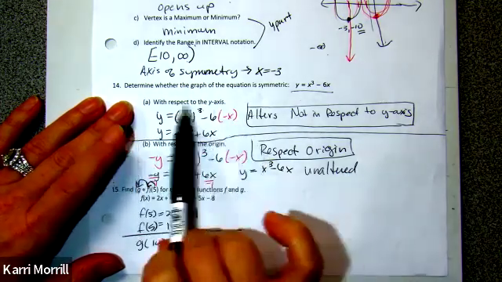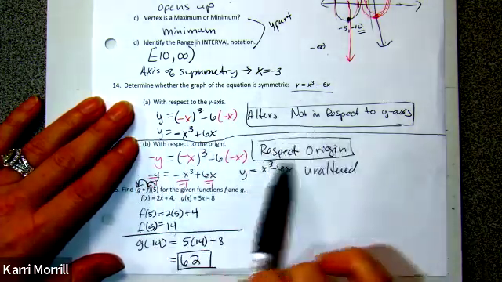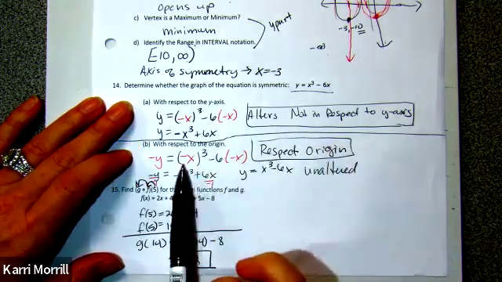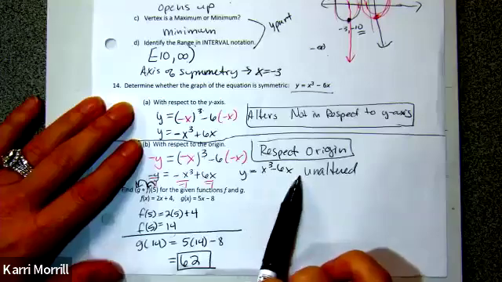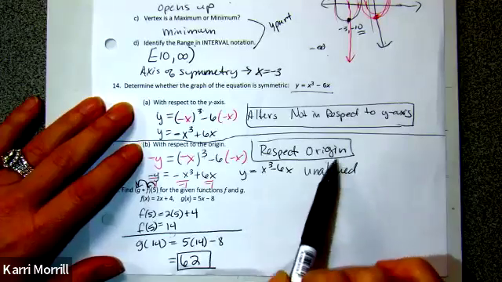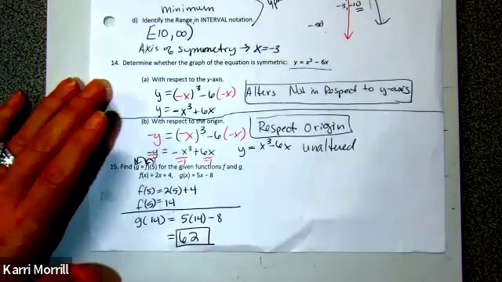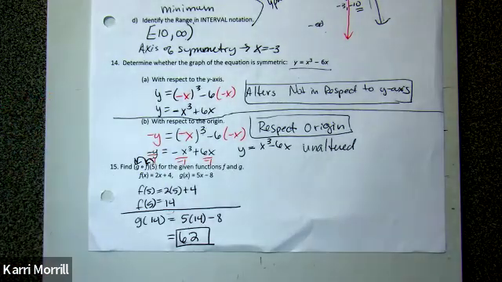So remember, we're testing to see if it alters the equation or not. If it alters, then it's not symmetric with respect to it. If it goes back to exactly how it was after you simplified, that means it's unaltered, so it would be symmetric with respect to that. And then the last thing we did was going over composition of functions.